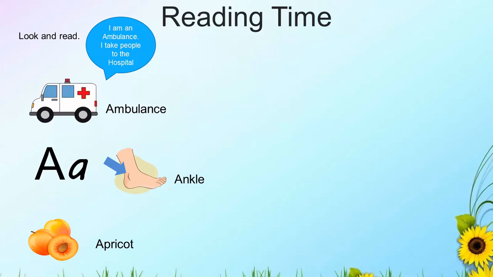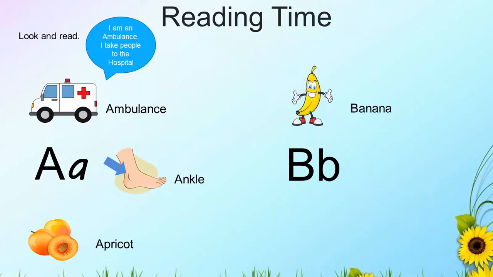Okay, move on to the letter B. Capital B and small b. Both have the same sound. What is the sound of letter B? It's B, B, B. What can we say with letter B? Wow, it's banana. What is the first sound of banana? B, B, banana. I am a banana. I am soft and yummy.